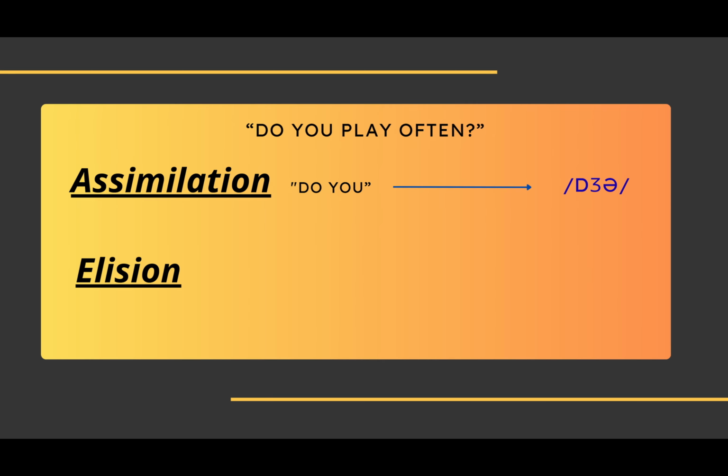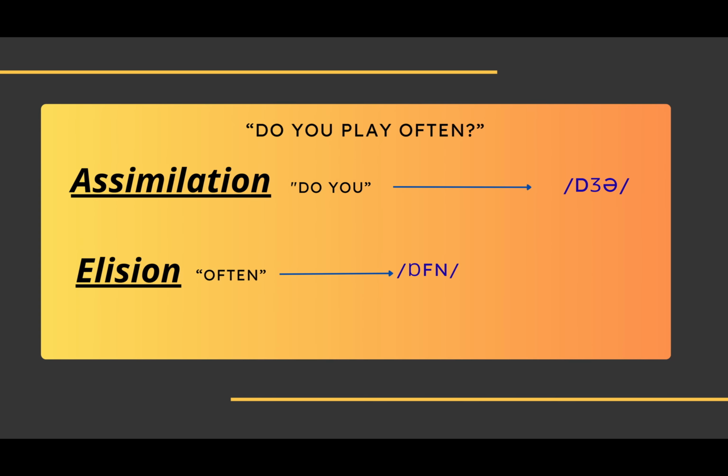Then in the same sentence we can find an example of elision. That is basically when a sound is dropped. So in the word "often," especially in American accent, that is the one present in the video, we can notice how the person drops the t sound in the word "often." So instead of saying "often," the person says "often," like this, "often."